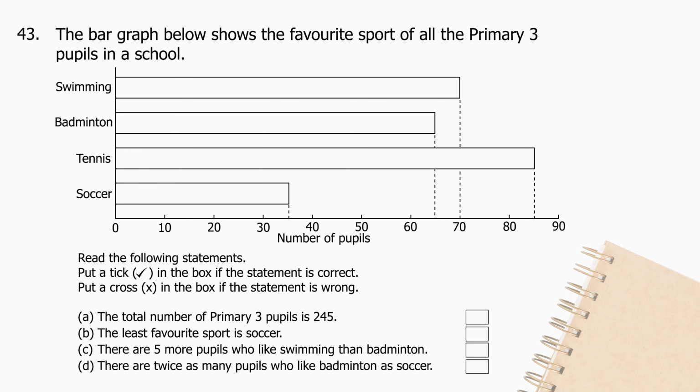Question 43. The bar graph below shows the favorite sport of all the primary 3 pupils in a school. Read the following statements. Put a tick in the box if the statement is correct. Put a cross in the box if the statement is wrong.